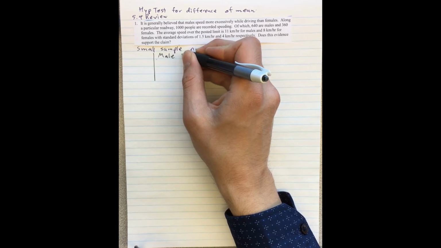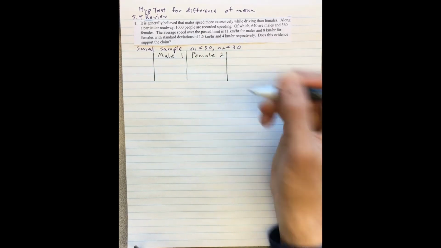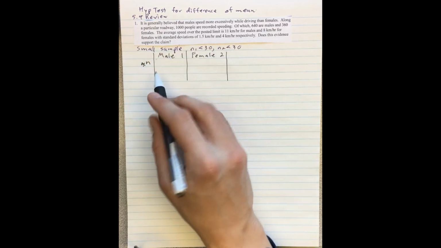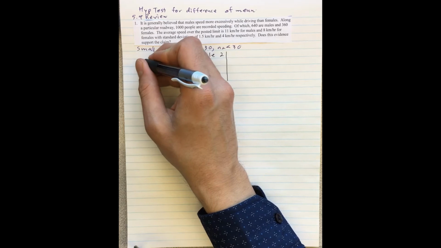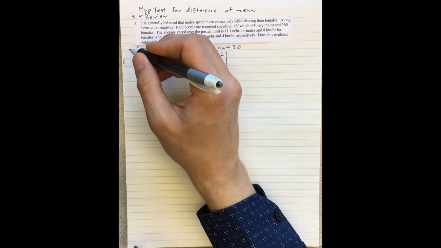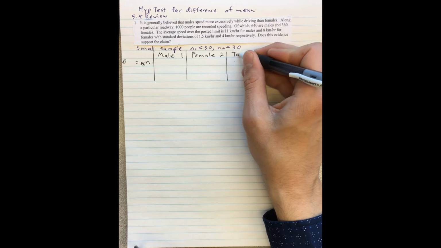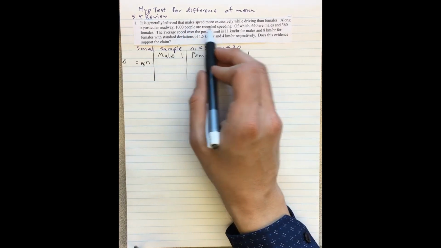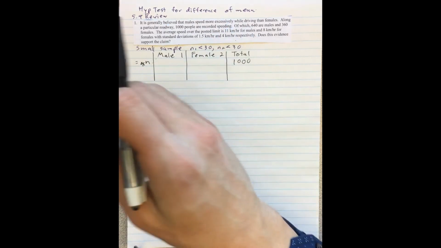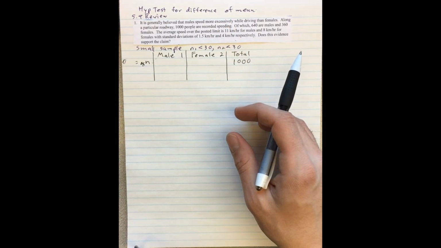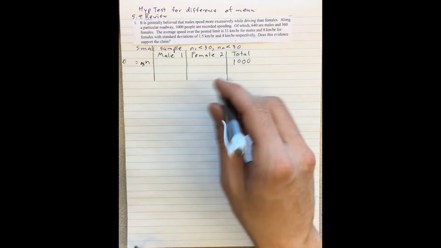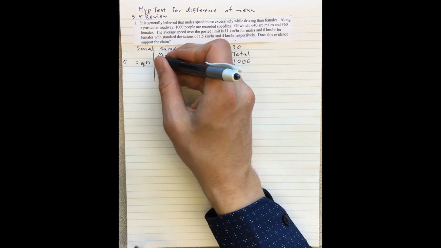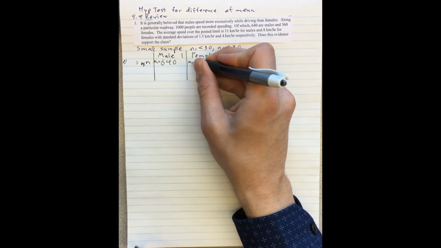Just for the sake of simplicity, we'll call this 1 and we'll call this 2, because we're going to have to label our variables. So first of all, n. How many were sampled? Well, n in total was equal to 1,000. We'll put it over here, total. So in total, there were 1,000 people sampled, 1,000 people recorded speeding. We have 640 of them are men, 360 of them are women. So this is n1 and n2 here.